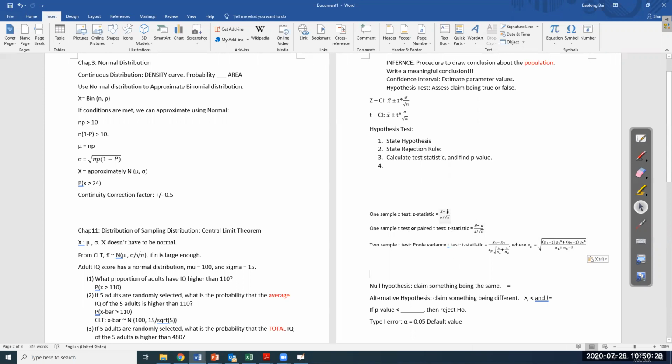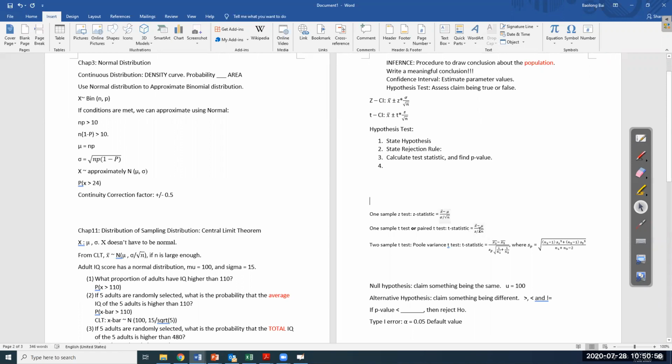One thing you need to pay attention to is some people get confused about where mu comes from, right? So mu always comes from your null hypothesis. You assume the null hypothesis is true for all the calculations and then find the probability for that, right? So the null hypothesis always states mu equal to something. So whatever that something is will be what you substitute into mu, right?